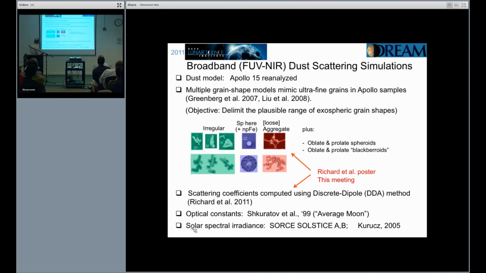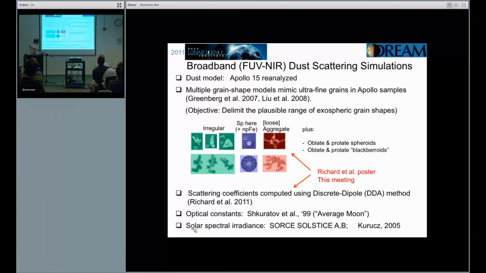They're based on ultrafine grain Apollo samples, plus we've added some oblate and prolate shapes in order to expand our taxonomy of dust shapes. The idea here is that when we calculate these, we represent these simulations in terms of envelopes. We don't just take a Mie sphere and say, okay, that's probably what you're going to see as a function of wavelength. You want to delimit the possible range of real particles.